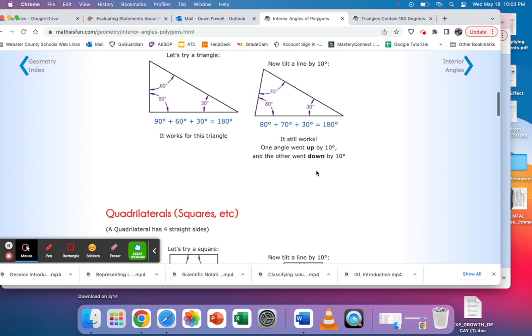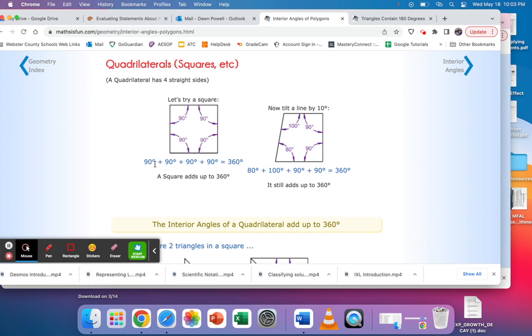So if you know that, then you can go back and figure out pretty much any interior sum of any polygon. If I'm looking at a quadrilateral, basically this is what they've done. You can take a quadrilateral and split it into two triangles. So these three angles come together to make 180, and the three angles of the other triangle at the bottom make 180. Well, 180 plus 180 makes 360.